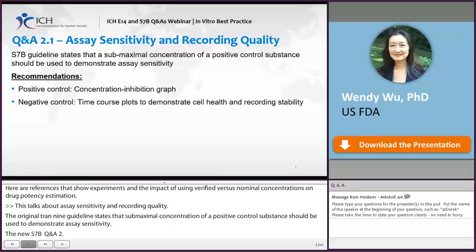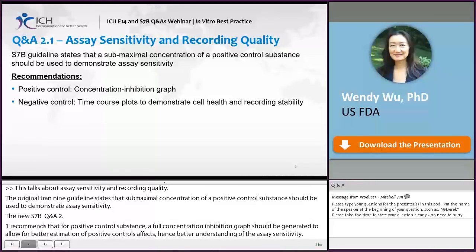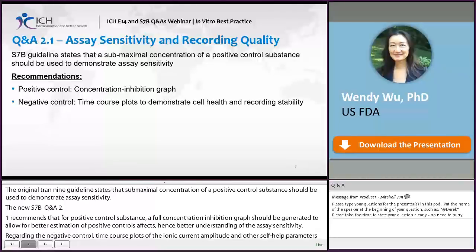Regarding the negative control, time course plots of the ionic current amplitude and other cell health parameters should be constructed to demonstrate stability of the assay under the experimental condition. Later in the presentation, I will show you what these time course plots look like.